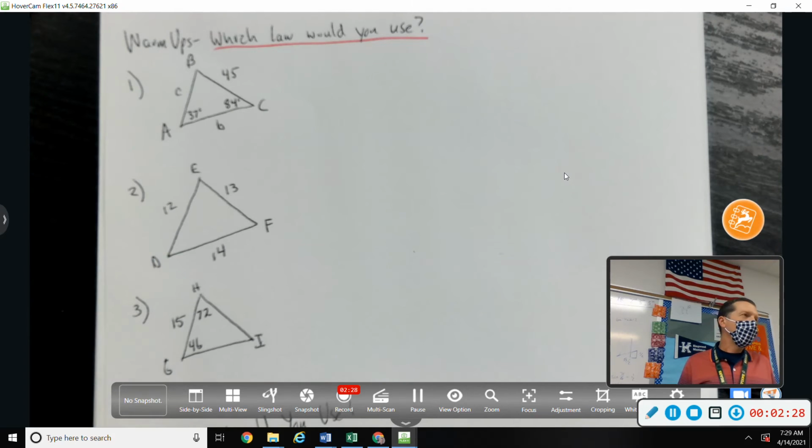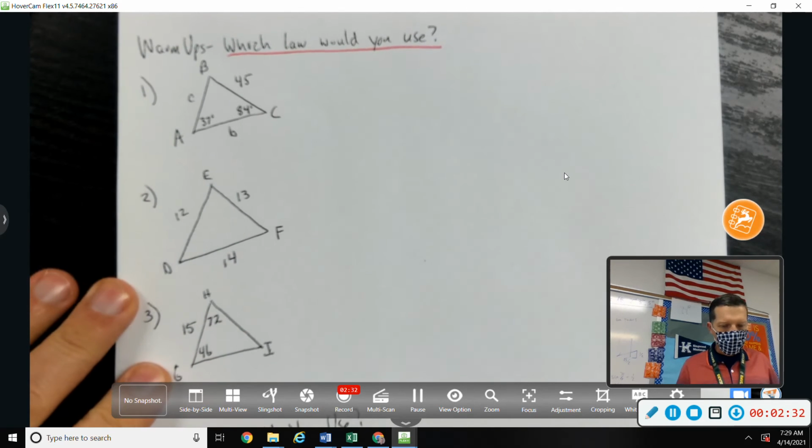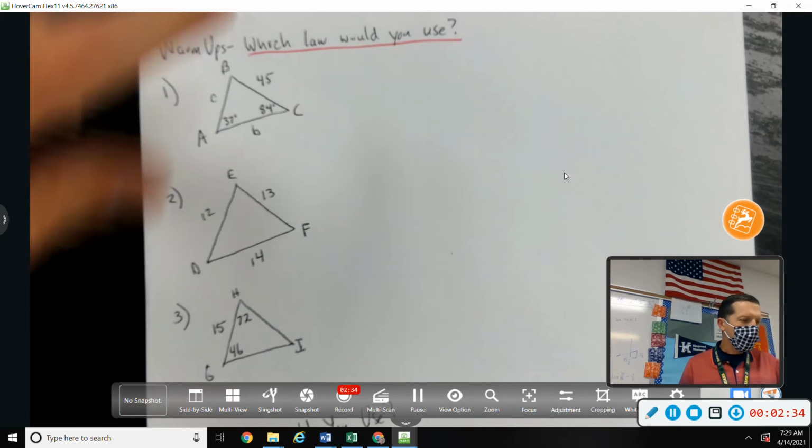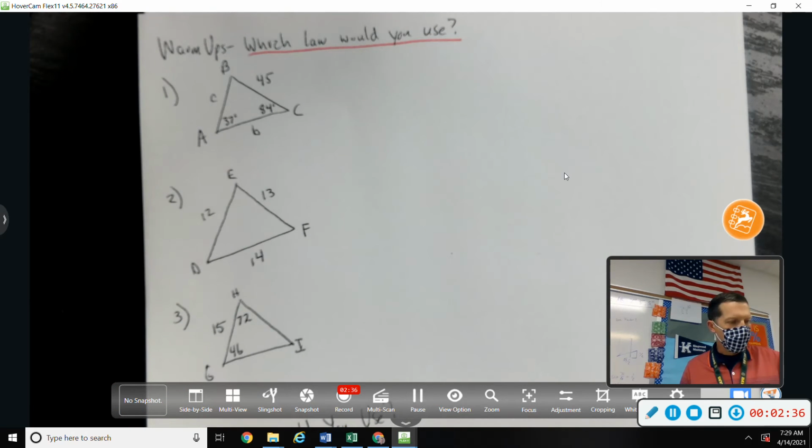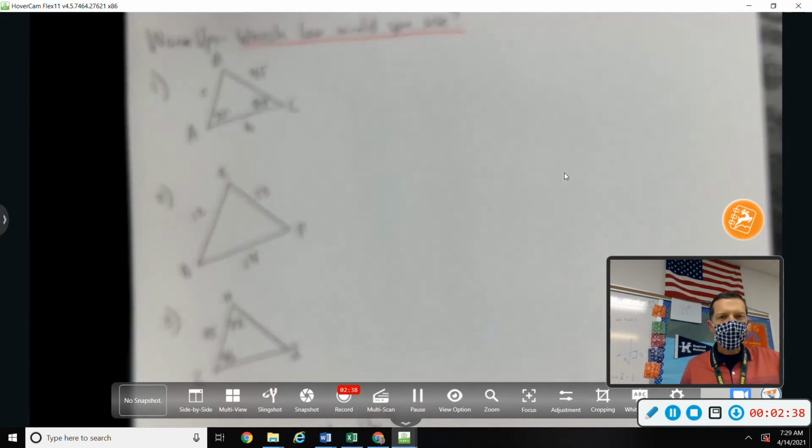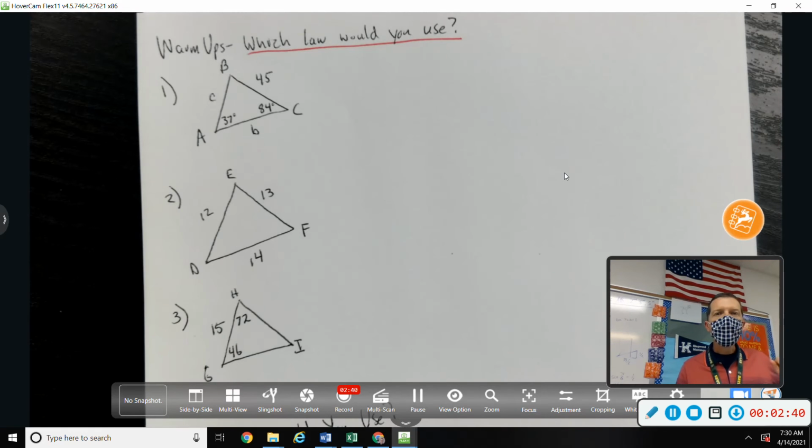You don't even have to write them down. If you can just look at them and see which one it would be, then you can just say law of sines or law of cosines. So it shouldn't take too long. Again, don't solve for everything. That takes a little while. It's more about just recognizing how you would start the problem. So do those 3 real quick and then we'll go over them.